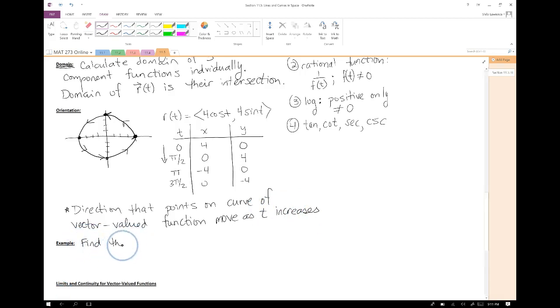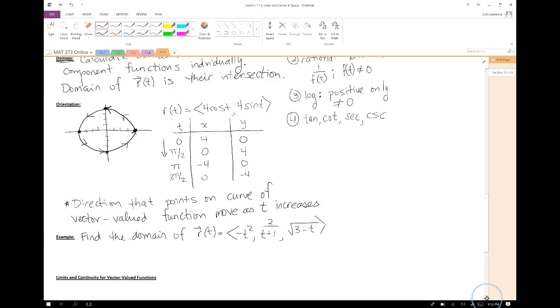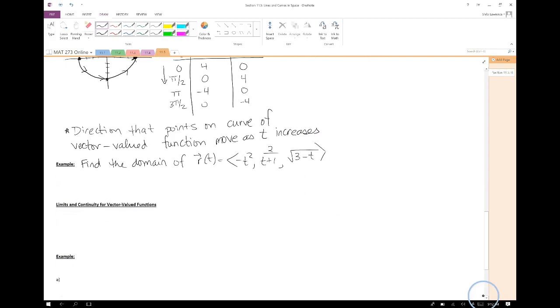Let's try to find the domain of the vector valued function r of t equals negative t squared, 2 over t plus 1, and the square root of 3 minus t. So we want to know the domain. We want to know what kind of values we are allowed to plug in for t into this function.